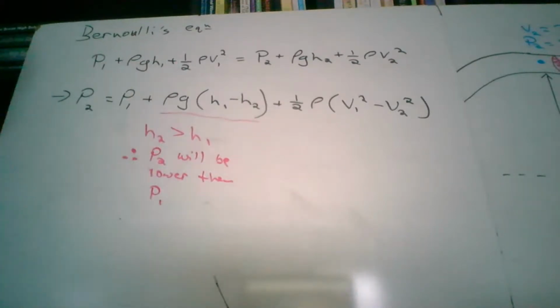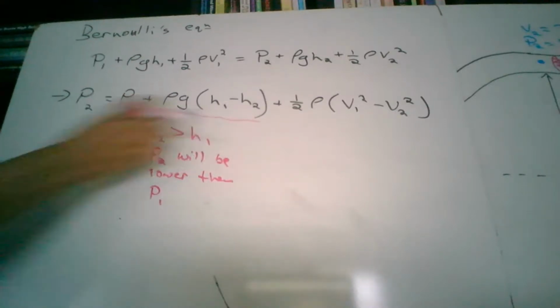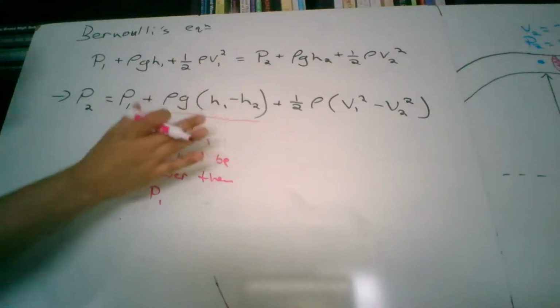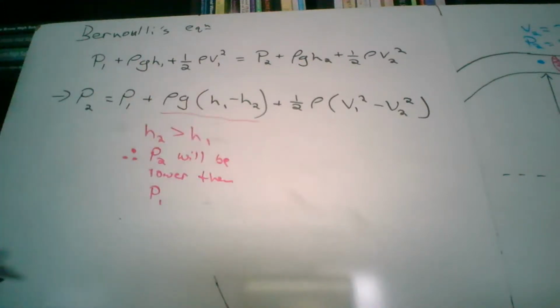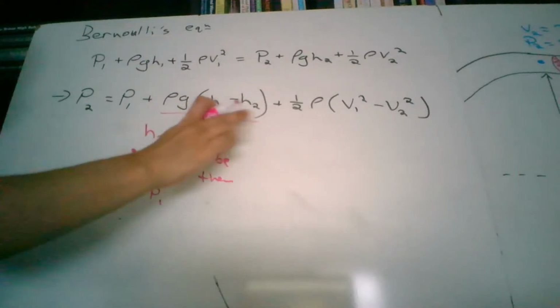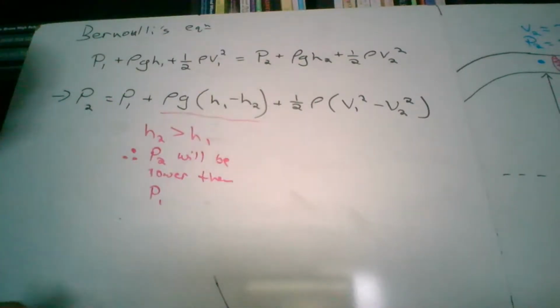Just from that, it should be pretty straightforward to understand why that's true. If you take some number and subtract from it some negative thing, this value would get less. So as you go up in elevation, if H2 is higher in elevation than H1, the pressure will go down. We knew that already. We talked about that before.